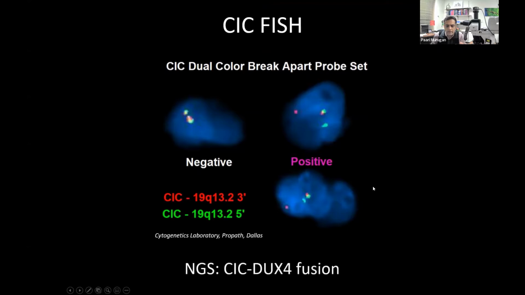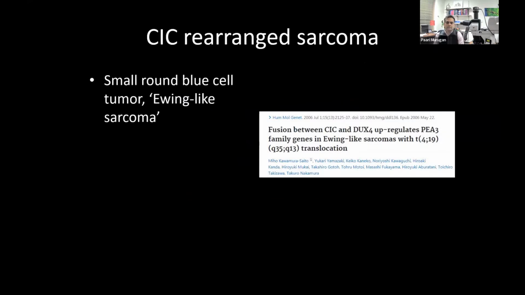And this was followed by next generation sequencing tests to confirm that this is indeed a CIC rearranged tumor, and it indeed showed a CIC-DUX4 fusion. So at this point, the diagnosis is clear. This is a CIC rearranged sarcoma. So what do we know about CIC rearranged sarcoma? So this was originally described as a small round blue cell tumor, or as a Ewing-like sarcoma, because as you saw, it has some features that actually resemble a Ewing sarcoma. And this tumor, or this fusion-related sarcoma, was first described in 2006 by Drs.